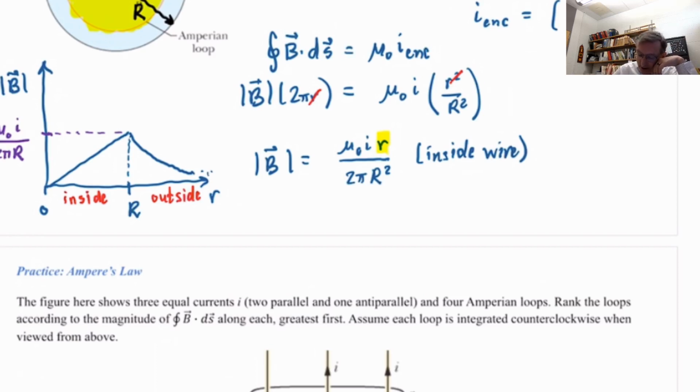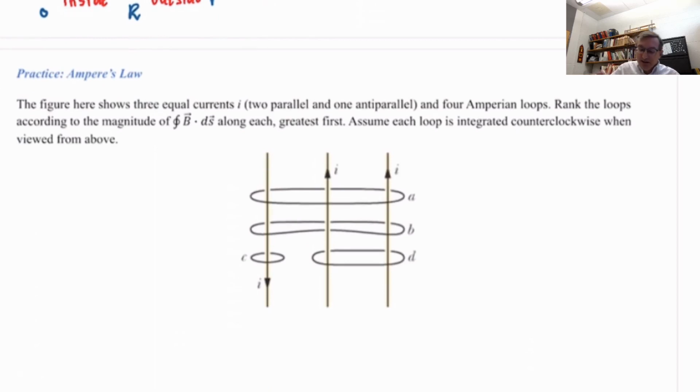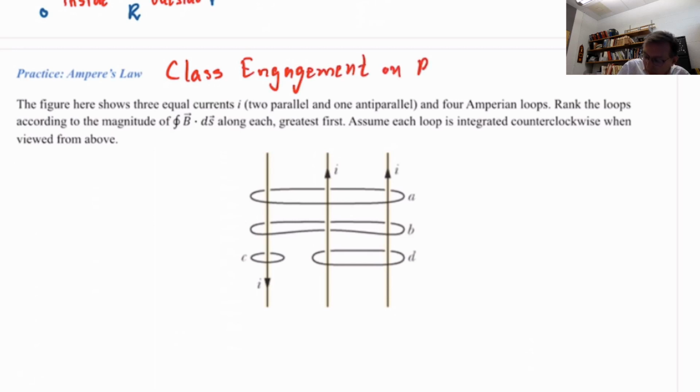We'll be doing more applications of Ampere's law in class, so I will just leave you here with a class engagement exercise to practice with Ampere's law. The figure here shows 3 equal currents, I. 2 of them are parallel and 1 is anti-parallel. In other words, 2 of them are up in the plane of the screen, the other one is down. It also shows 4 Amperian loops, A, B, C, and D.